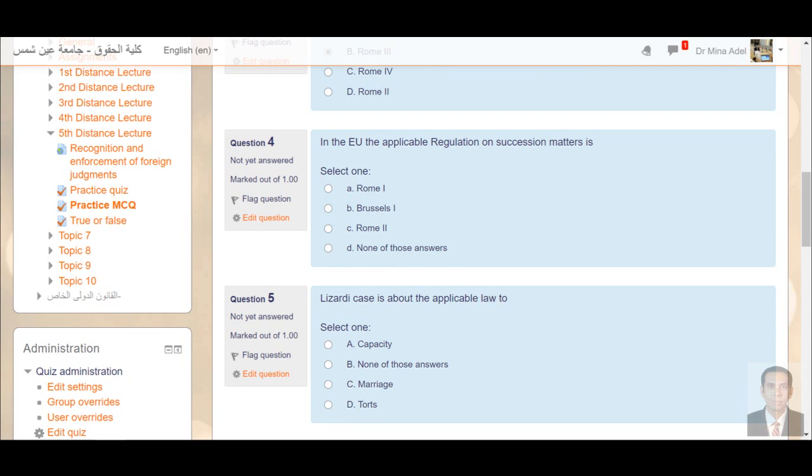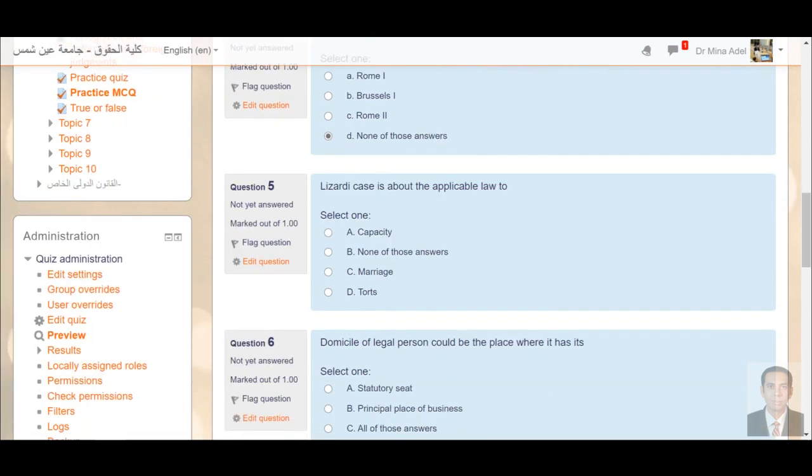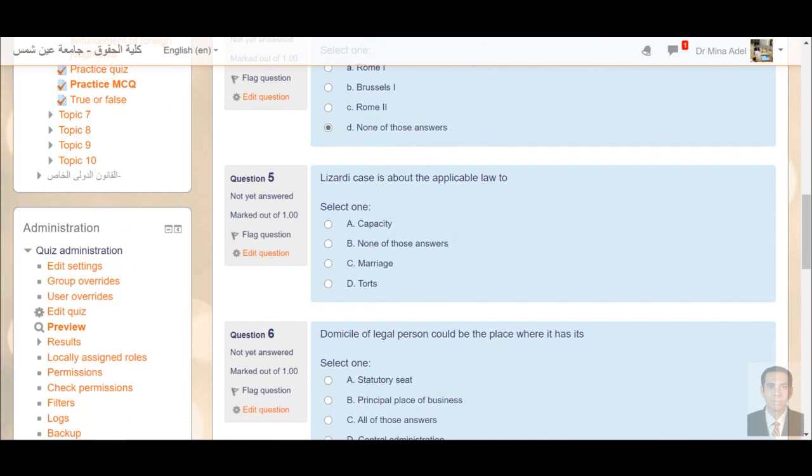The next question: in the EU, the applicable regulation on succession matters is. So concerning succession, as you know, we have a specific regulation concerning succession matters. So it is Rome 1, Brussels 1, Rome 2, none of those answers. So it's none of these answers because it is a specific regulation called the succession regulation.